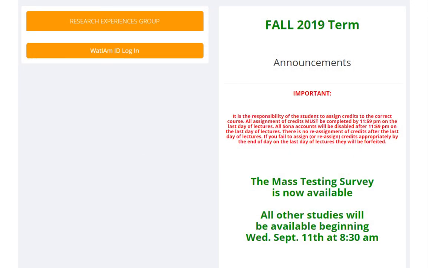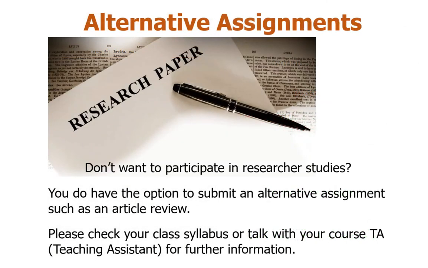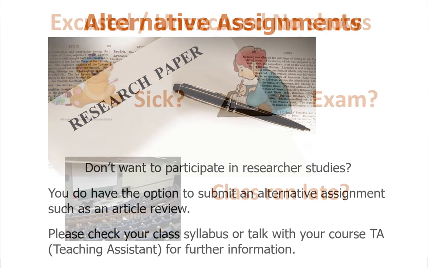On around the 10th day, usually the second Wednesday of the term, Phase 2 opens, and that is when the rest of the studies will begin to become available. If you are not wanting to participate in research studies, you can earn credits by completing an alternative assignment, and your instructor or TA will have more information about this.